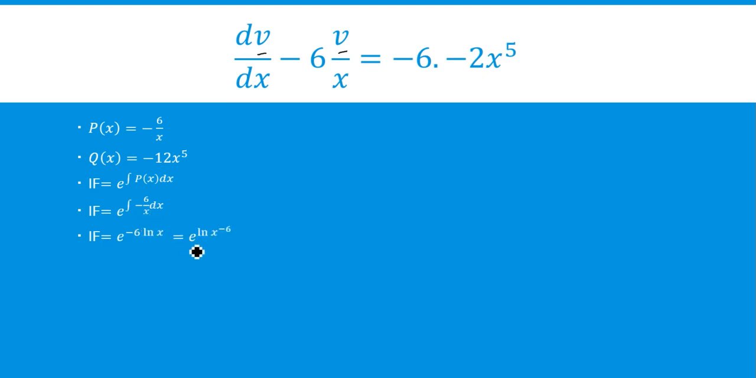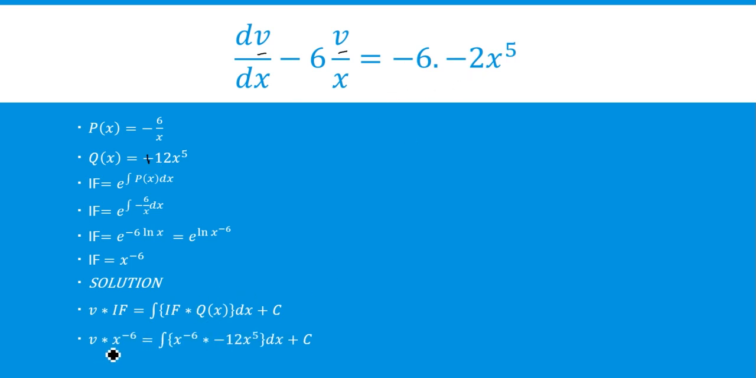Now the integrating factor is e to the power log of x to the power minus 6, which is x to the power minus 6. Now the solution is v into IF is equal to integral of IF into Q dx plus c. Here it is plus because minus into minus, right? So now just putting in the values, v into x to the power minus 6 is equal to the integral of x to the power minus 6 into plus 12 x to the power 5 dx plus c.